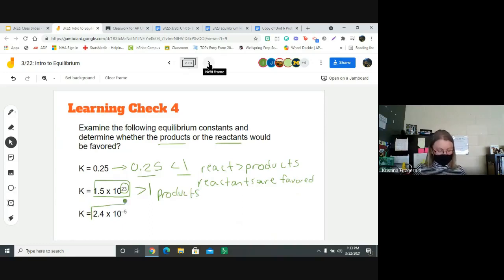What about this guy? This little negative exponent, greater than, less than 1. People at home, drop it in the chat. Greater than or less than? What do we think? Greater or less than 1, that number. Feel free to drop it in the chat. What are you guys thinking here? Max, what do you think?